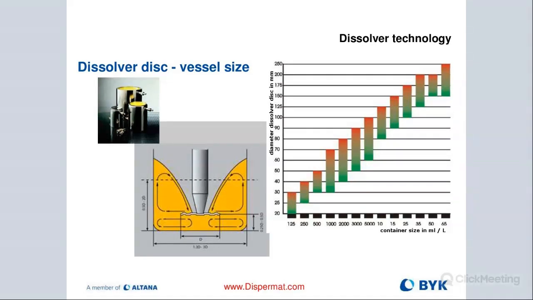So just briefly, before we mill, we also want to make sure that for our pre-dispersion process, our dissolver blade is in the right ratio with our container. On the right, here's a good example of the different container sizes, and what type of blade you could use depending on the container size and also depending on the viscosity that you're running. So there is not one blade that fits all. You have quite a bit of flexibility in terms of what blade diameter you want to choose for your vessel size.